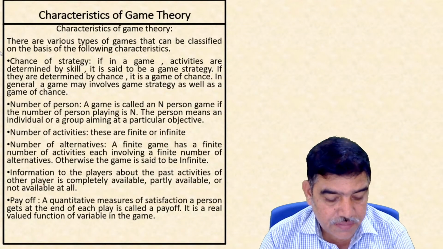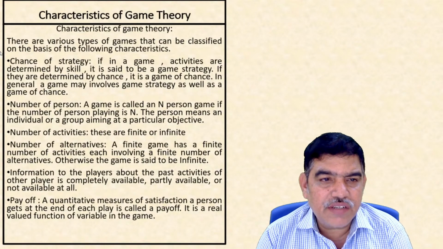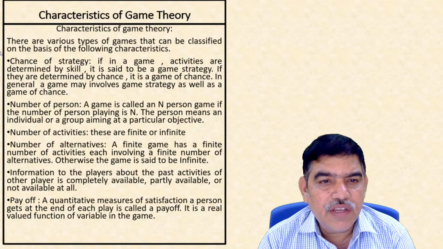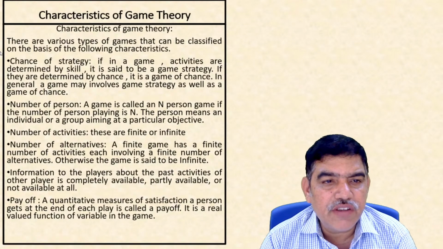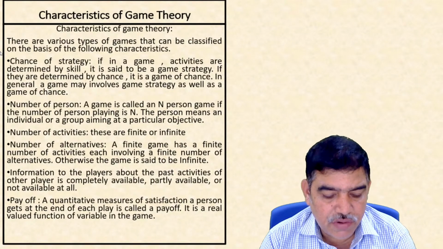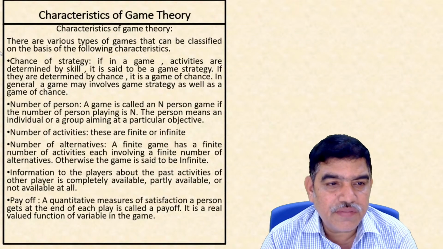Similarly, strategy means there are different types of strategy. So first I am writing the strategy. If in a game activities are determined by skill, it is said to be the game strategy. So game strategy is of two types. One is pure strategy, another is mixed strategy.